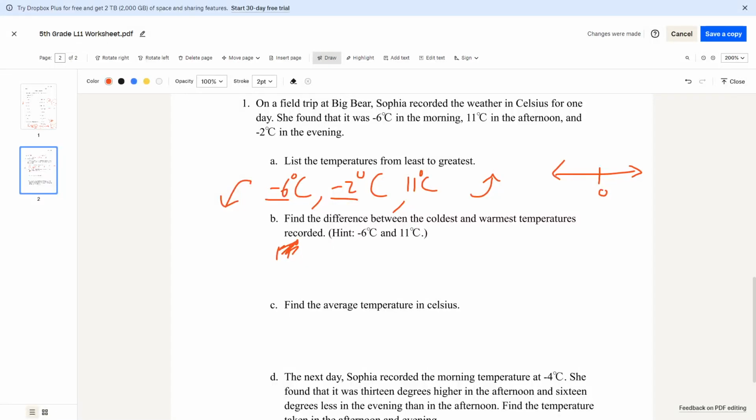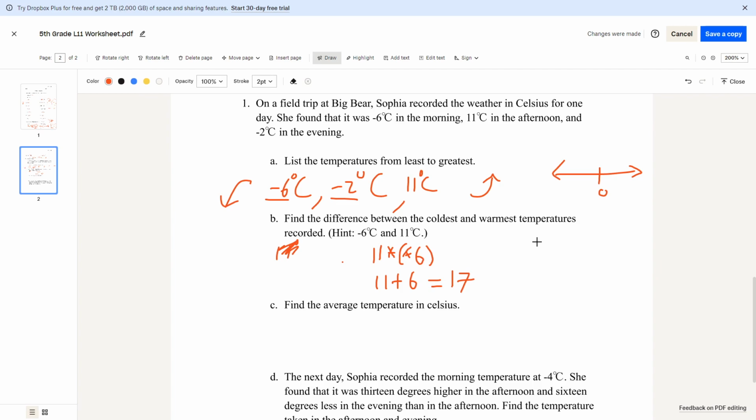Interesting. The answer to this one would be 11 minus negative 6. Whenever you see a number minus a negative number, these two minuses cancel out and they become a positive. So what this question is really saying is 11 plus 6, which equals 17.